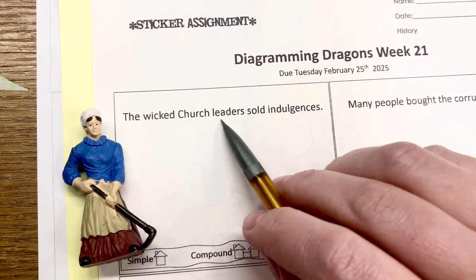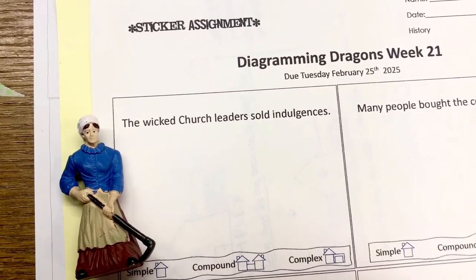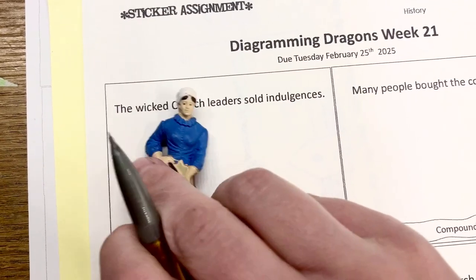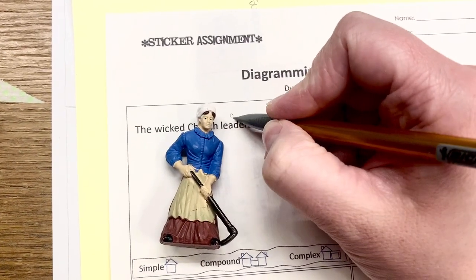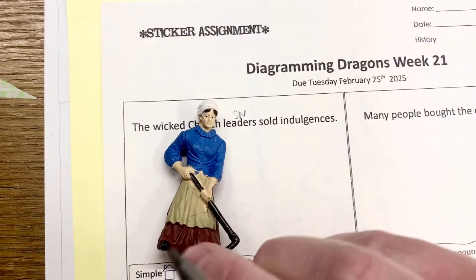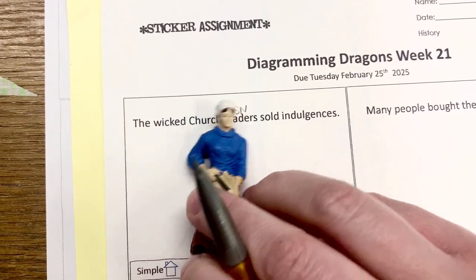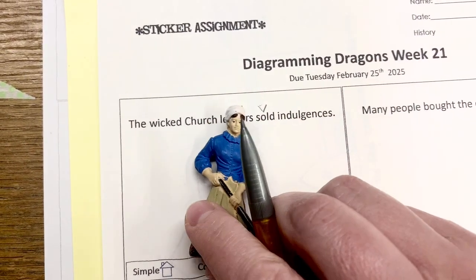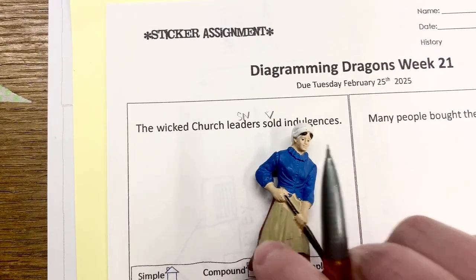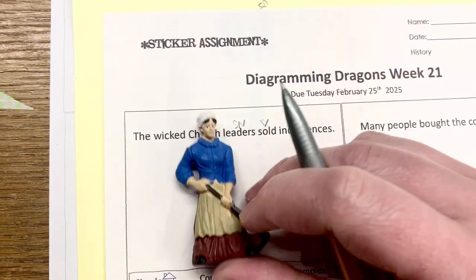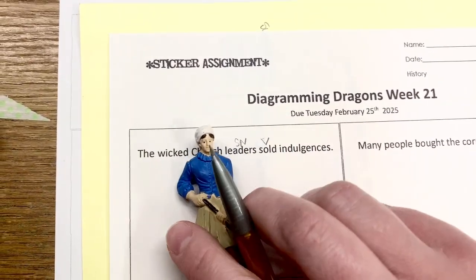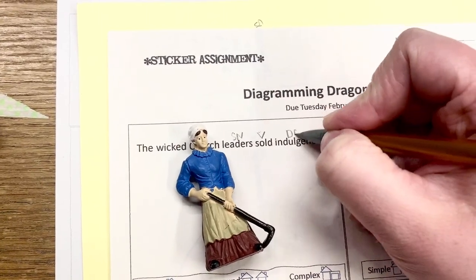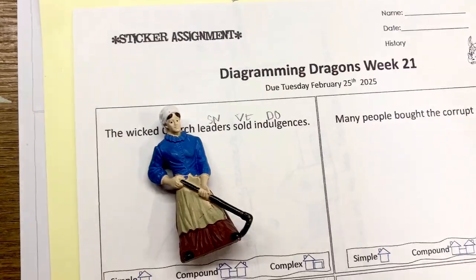Let's do this together. Okay, here we go. The wicked church leaders sold indulgences. Who sold indulgences? Leaders. That's right. Leaders, subject noun. What is being said about leaders? Leaders sold. Verb. Very good. Leaders sold what? Indulgences. Very good. Does indulgences replace leaders? No. Does it describe leaders? No. D-O, label, verb, transitive.